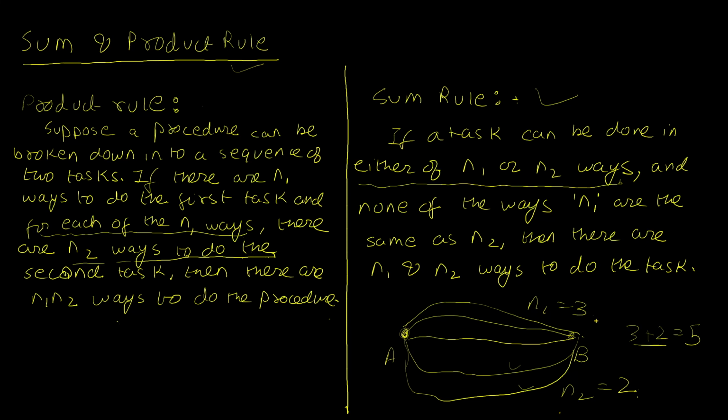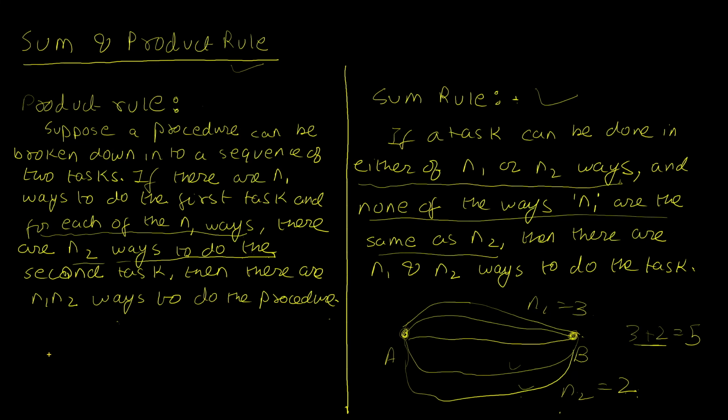So in this case, we have n1 and n2 ways to do the task individually, and none of the three ways are the same as the two other ways. We have that here, none of the ways of n1 are the same as n2. So in this case, it says that we can simply add 3 and 2 and get 5 as the total number of ways to reach from A to B. I hope that is intuitive.